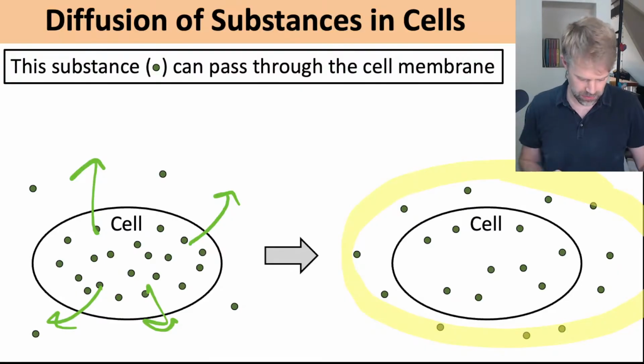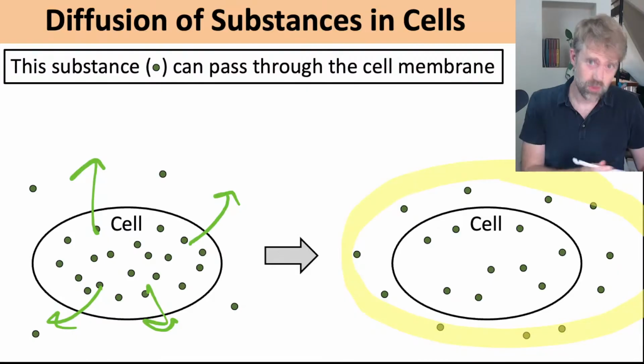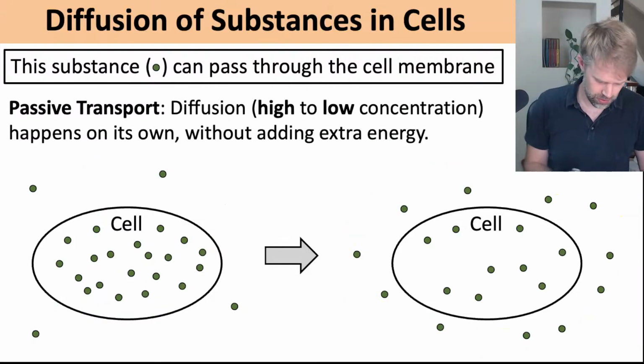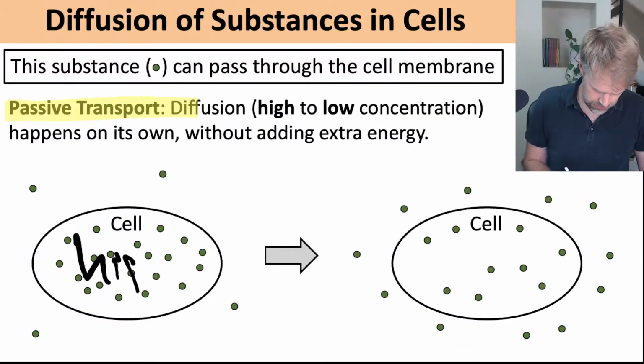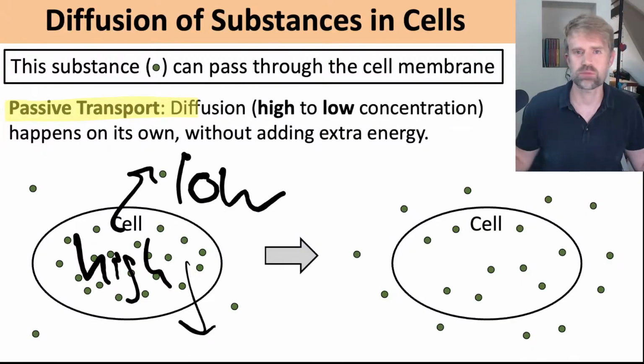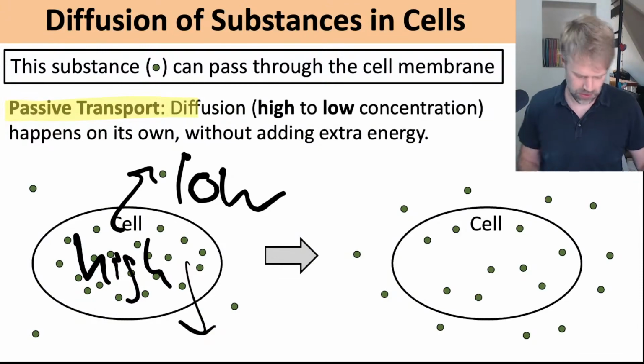And remember, how do they do it? They do it on their own with no added energy. That's passive transport, from high concentration over here to low concentration. Passive transport happens on its own. It's all about spreading out.